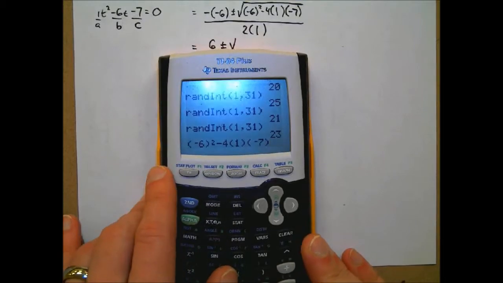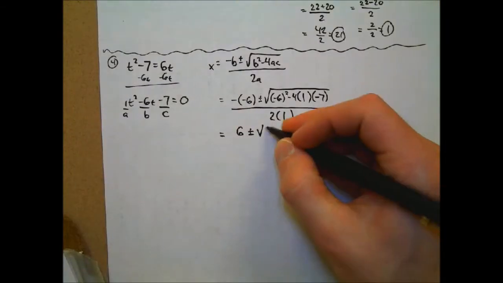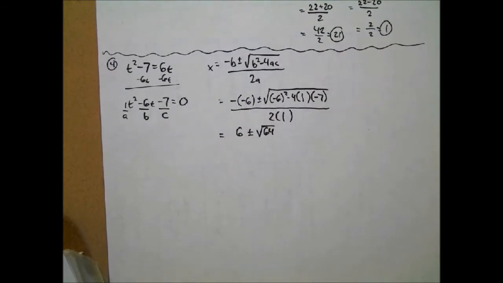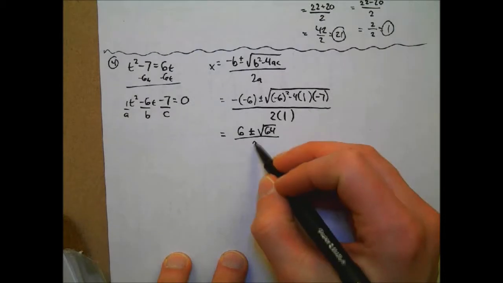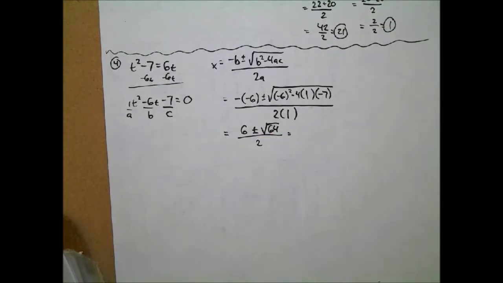We're going to do a few more here. All right, all over 2. Is 64 a perfect square? Yes. It simplifies to be what? 8. So we get 6 plus or minus 8 all over 2. Darn, darn, darn. Okay. So now we're going to do, what do we do from here now?